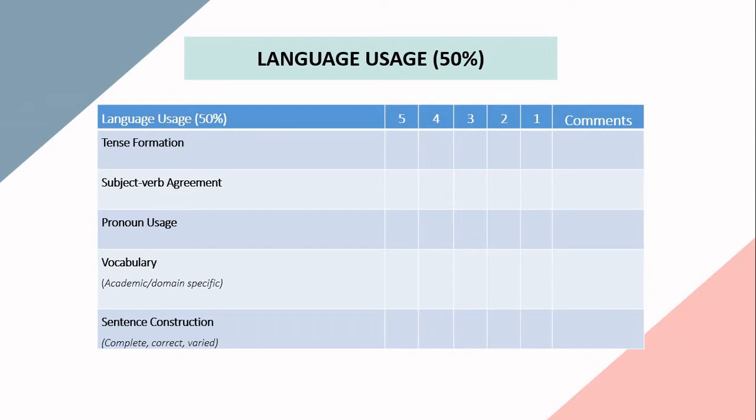First, you're going to look for tense formation, and then subject-verb agreement, and then pronoun usage, and then vocabulary. Look for academic or domain-specific word use, and then lastly, sentence construction. Look whether the student's written sentences are complete, correct, as well as varied.